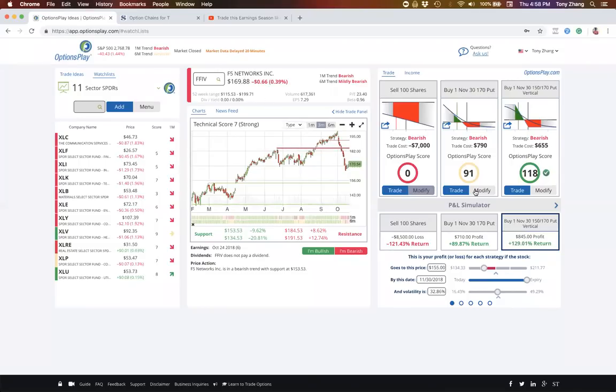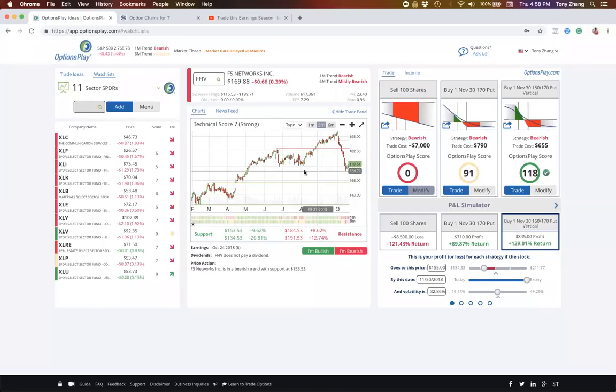I make about $1,500, or a little under 10% on this particular trade. If I bought a put option, I make an 89% return. If I bought the put spread, I make a 129% return. So that's really where this put spread, by minimizing my costs, is going to amplify my returns when I'm right on this trade.